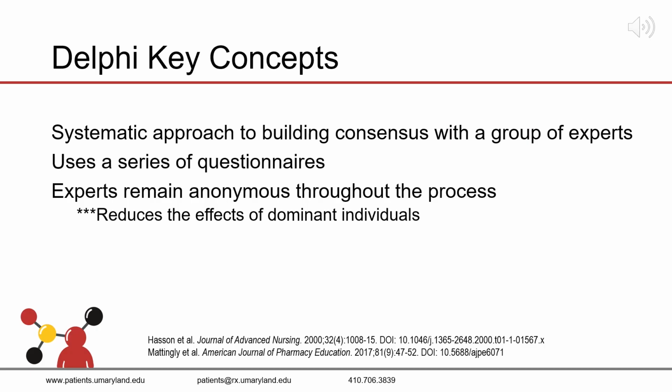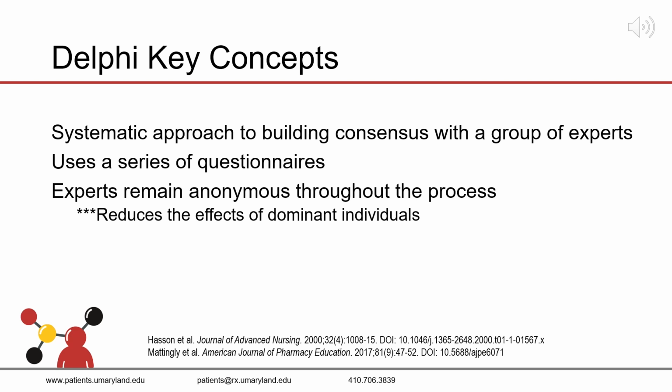A Delphi is essentially a systematic approach to building consensus with a group of experts. We use a series of questionnaires or surveys to gain that information. The experts remain anonymous throughout the process. This actually reduces the effects of dominant individuals.